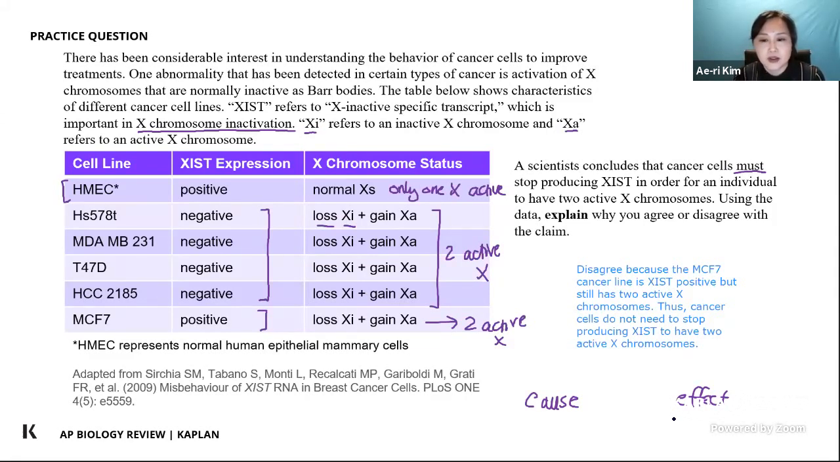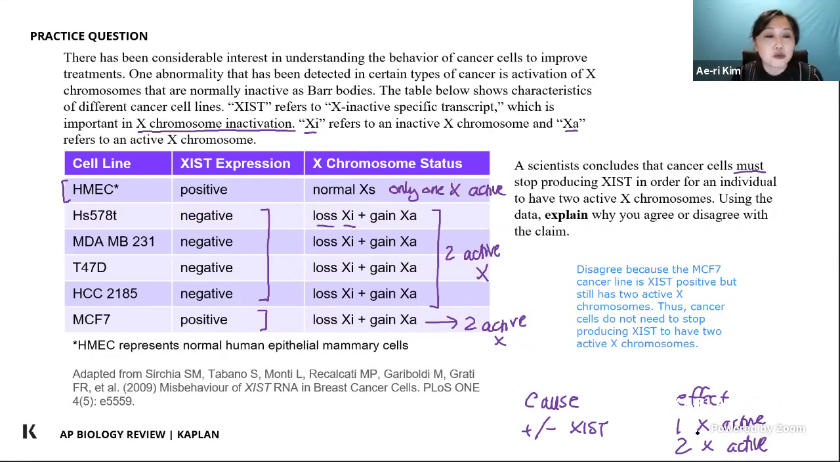What do you think? And I'll talk about the points as well. So the cause has to do with identifying the presence of the XIST expression, right? Yeah, you got it. XIST is whether it's plus or minus, right? XIST. And then the effect is whether or not you have one X active, or two X active. So what they're saying is it's not actually asking about the cause of having one X or two X, it's asking about that is the effect, okay?